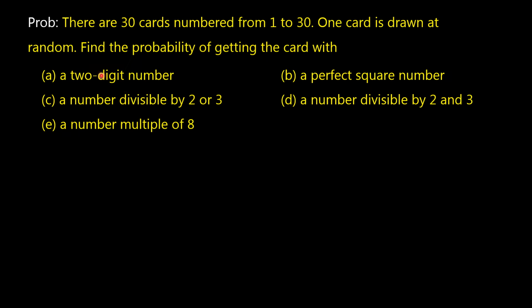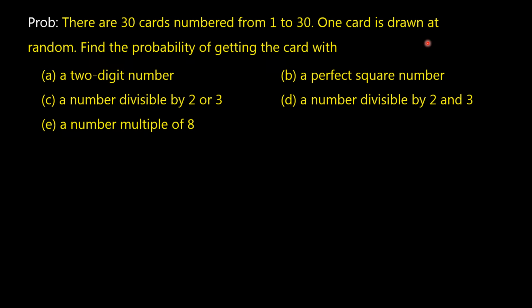Now here it is given there are 30 cards numbered from 1 to 30. From these cards, one card is drawn at random. That means there is a chance of getting any card with any number. The number on the card will be from 1 to 30. The card can be 19, 15, or 29, like this. And the card cannot have 31 because we have cards numbered from 1 to 30 only. We cannot get a card with number -5 because there is no such card.